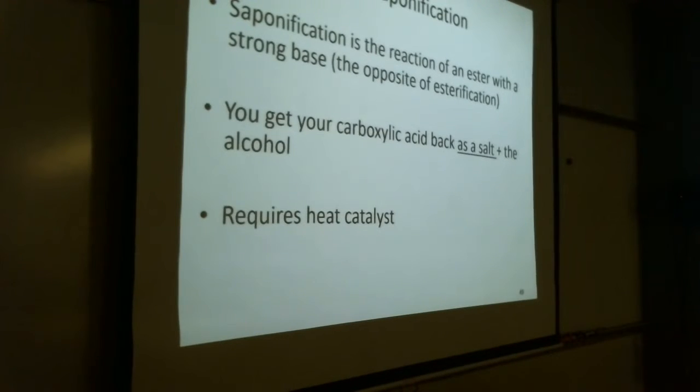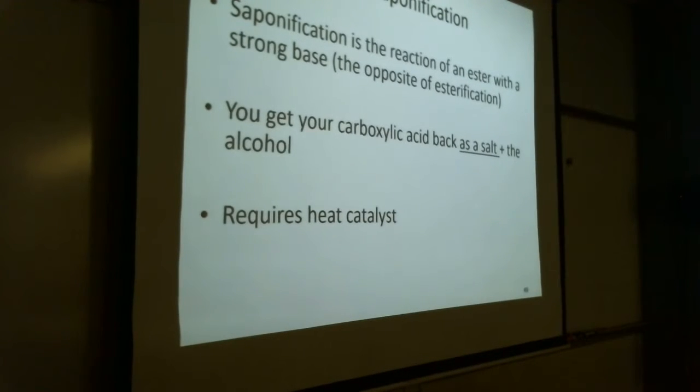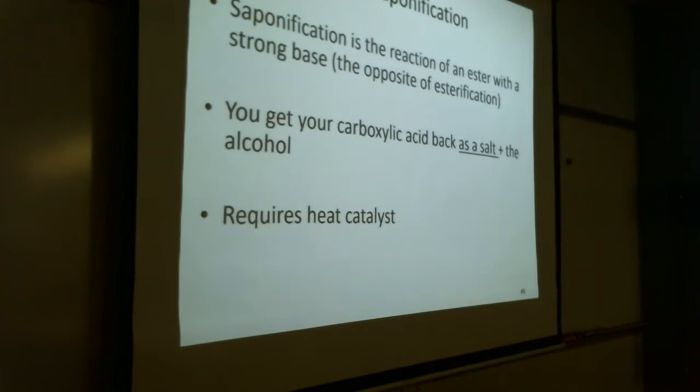Okay, now saponification is when we take an ester and we react it with a strong base. So you get your carboxylic acid back, but it's as a salt, okay? In other words, what you're doing is you're getting your ester back in its salt form. Remember if I told you the ester, carboxylic acid salts, right? Well, you can make ester salts as well.